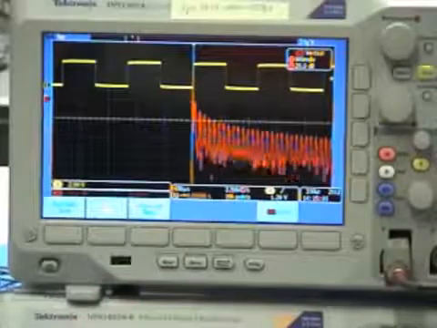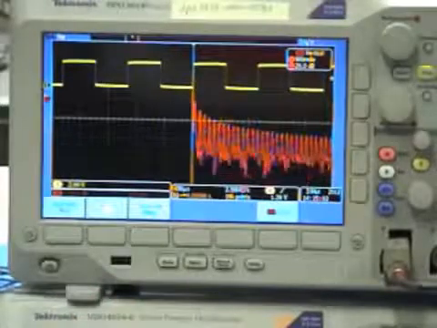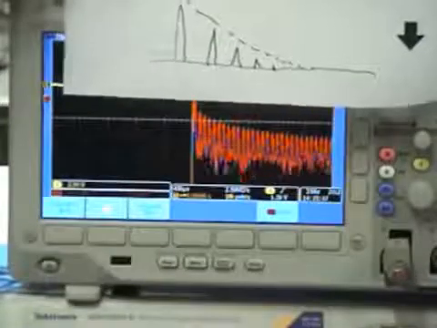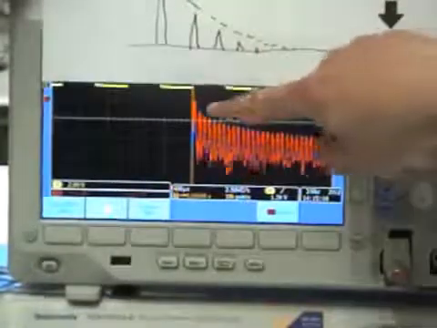So can we get the card that we drew earlier? There we go. You can see that looks pretty much like the FFT there. I see the angle and I see the angle.